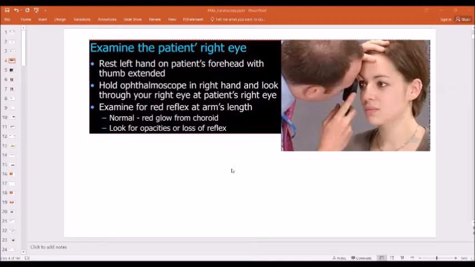Just keep your hand before you introduce yourself. Then rest your left hand on the patient's forehead, if you want to examine the right eye, with the thumb extended, and the thumb will be a barrier between you and the patient's forehead. And you take your ophthalmoscope in the right hand. I think some of you know how to use the ophthalmoscope, matching the lenses to your eye power. This is an online session, so really I cannot show you, but you can go through it, or some videos from YouTube can also help you.